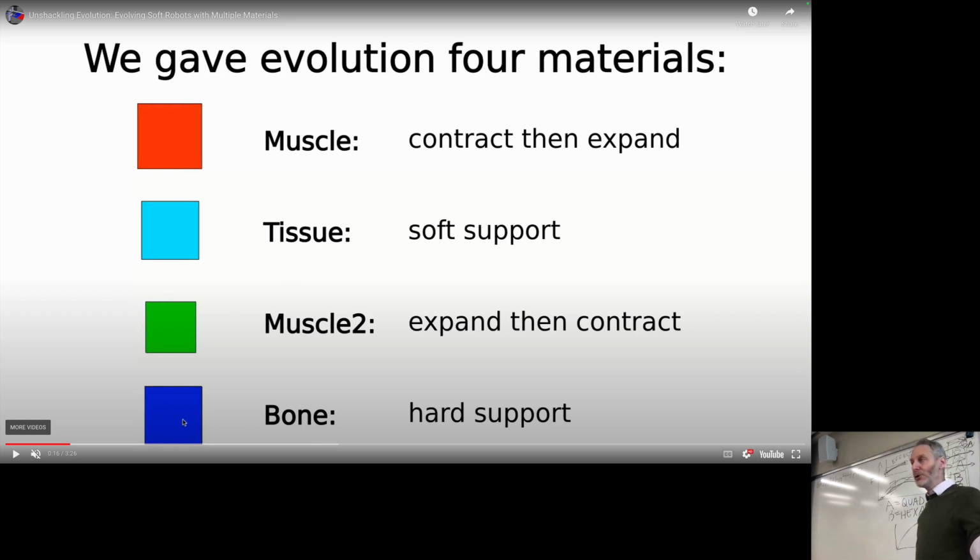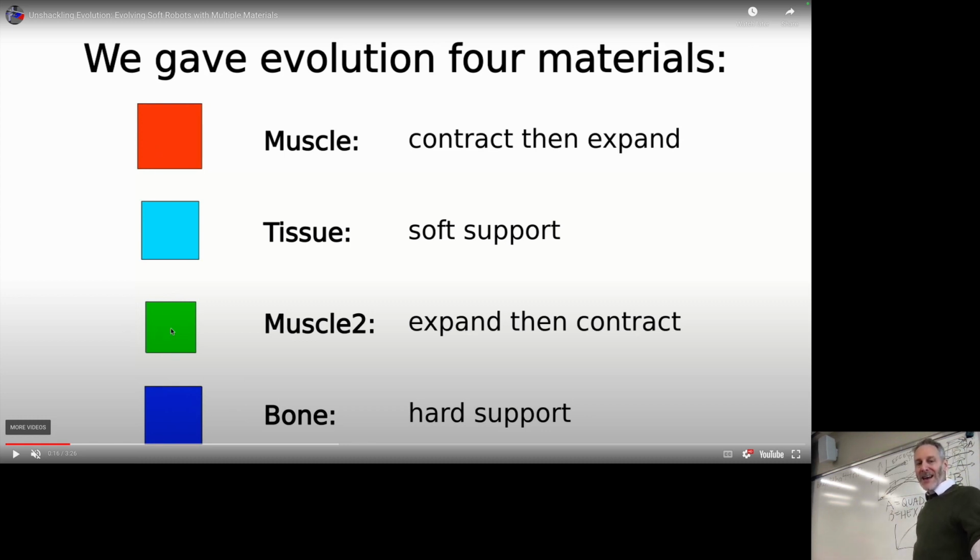Dark blue voxels here are hard support. Every dark blue voxel that you're going to see in a moment, all of the beams that leave dark blue voxels, those beams strongly resist any pulling and pushing by neighboring voxels.